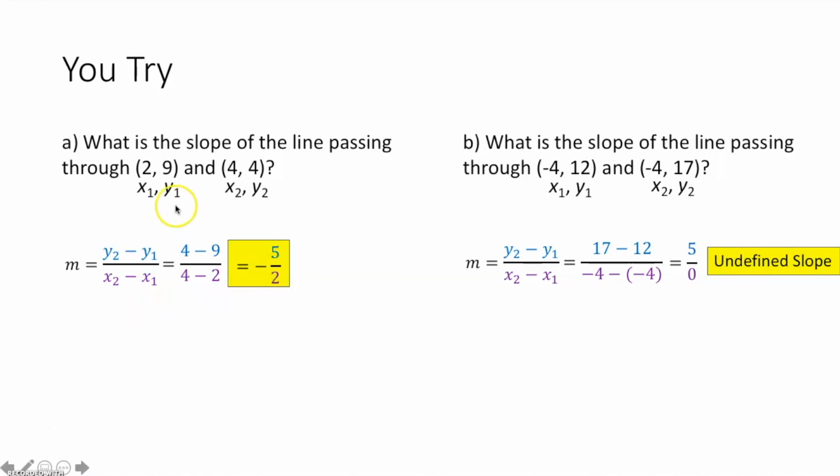And again, it doesn't matter which one you choose to be x sub 1 comma y sub 1 or x sub 2 comma y sub 2. You could have flipped those around. You would have got the exact same slope for each of these.